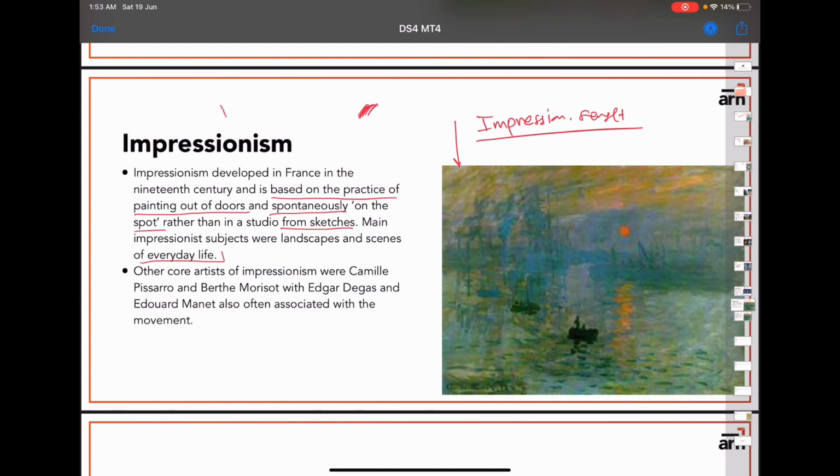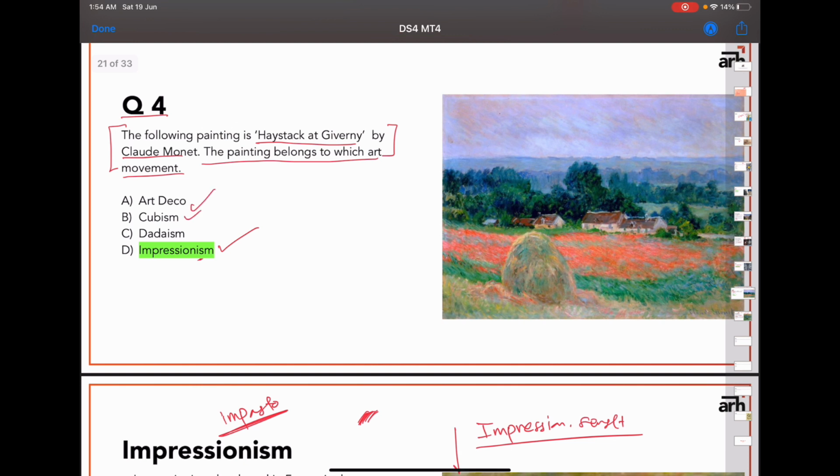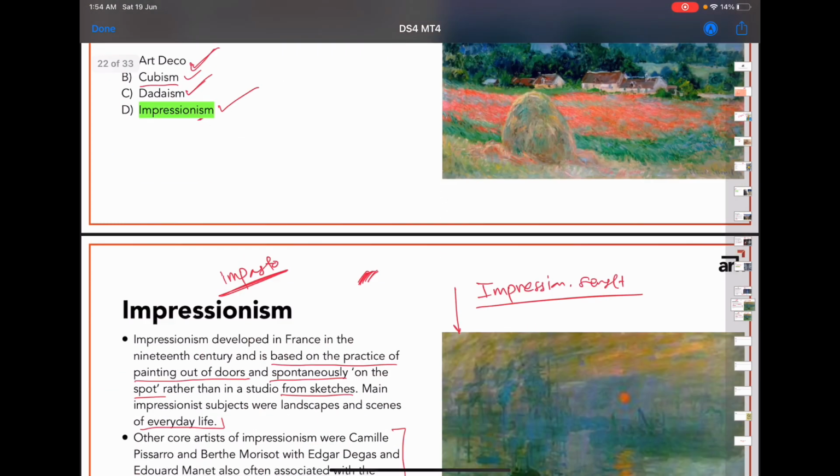Impasto, there is this term that you should search about, impasto painting also. And the focus was on how light changes the appearance of everyday life around you. So this was Impressionism. These are some famous artists associated with impressionist painting. If you have time, please go through these art movements also. I think we have talked about Cubism. In future videos we'll talk about Art Deco and Dadaism as well.